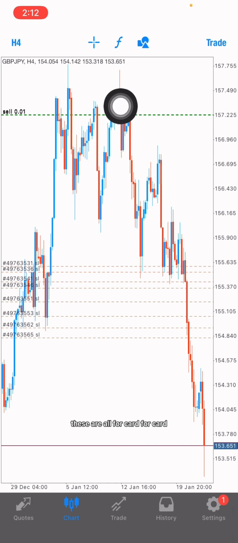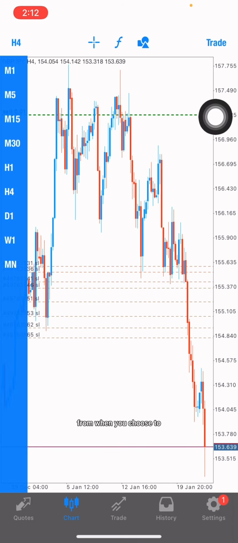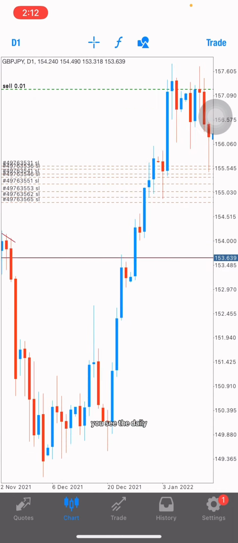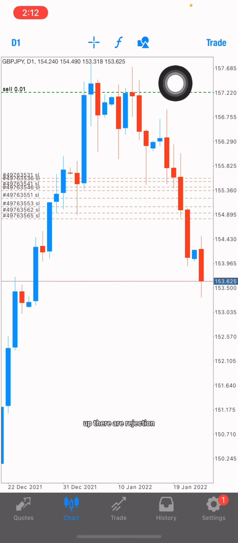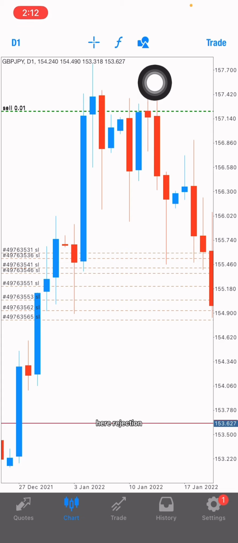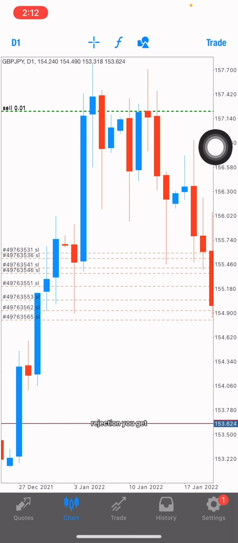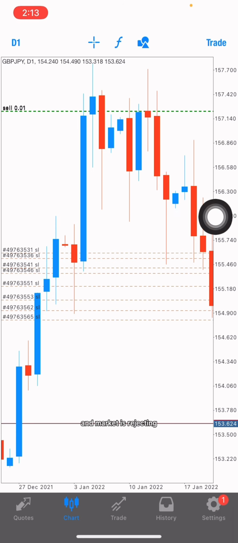These were all fake outs, fake out, fake out, fake out. So you won't see this on the daily time frame. When you choose the daily time frame, you just see wicks with this rejection. On the daily time frame, those wicks up there are rejection. Let me zoom in and you see. So you see here, rejection, rejection. So we have 1, 2, 3, three times the market is rejecting.